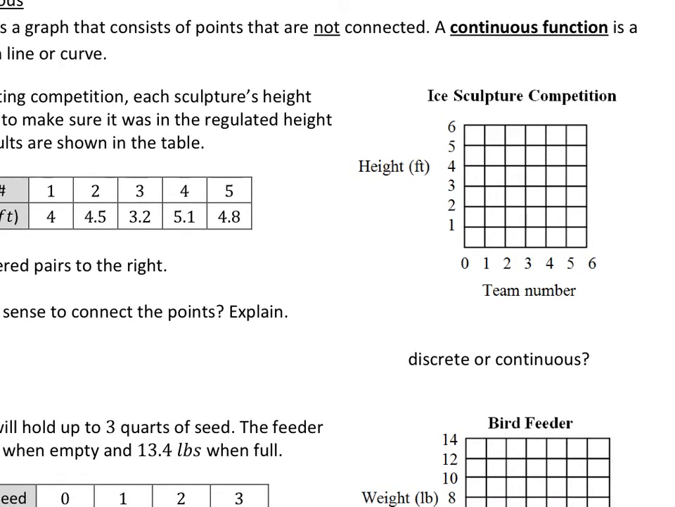We have team number 1 had a height of 4. So team number 1, height of 4. Team number 2 at a height of 4.5. That one's a little off. Let's try that again. All right, that's about as close as I'm going to get that one there. Team 3 was 3.2. Team 4 was 5.1. And Team 5 was 4.8.